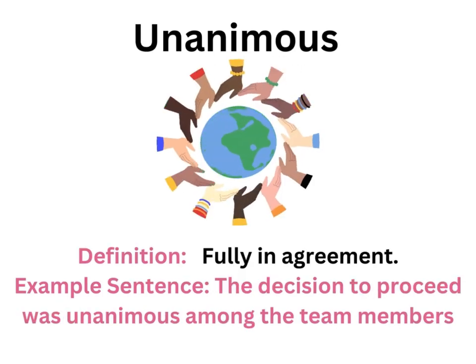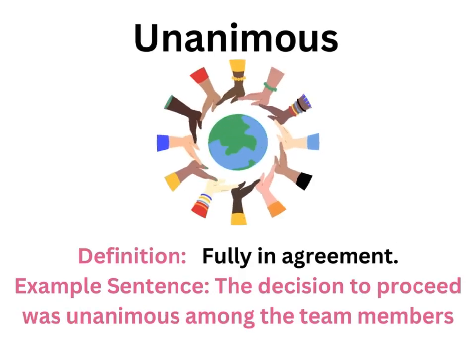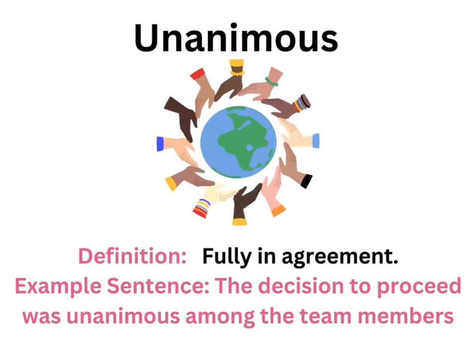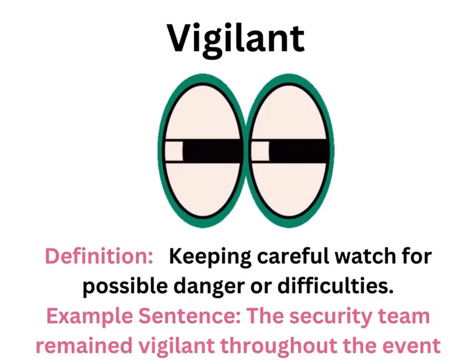Word: unanimous. Definition: fully in agreement. Example sentence: the decision to proceed was unanimous among the team members. Word: vigilant. Definition: keeping careful watch for possible danger or difficulties. Example sentence: the security team remained vigilant throughout the event.